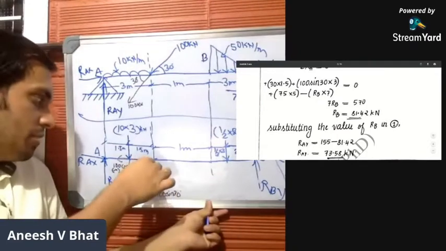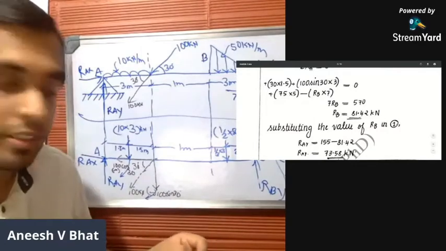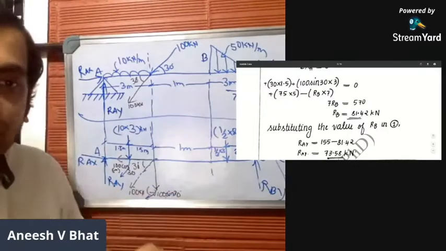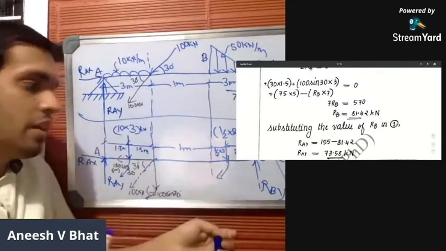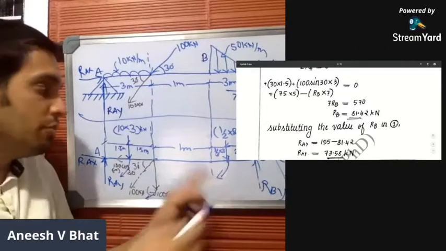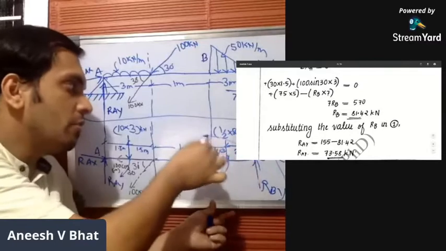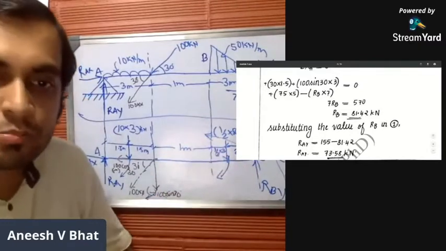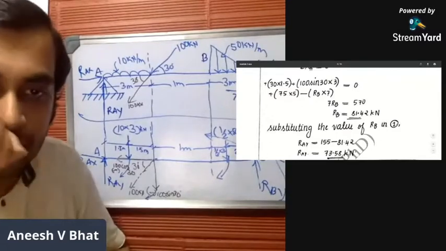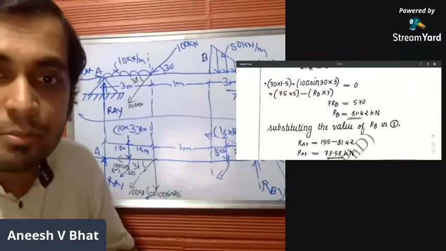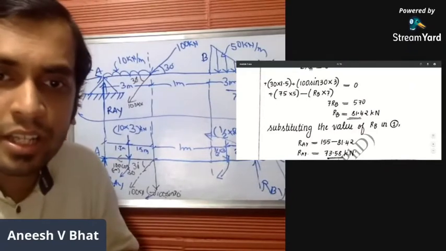Even this produces a clockwise moment, the plus 100 sine 30, considering only the magnitude, 100 sine 30 into 3, which is the perpendicular distance. And even this produces a clockwise moment, the plus 75 into 5, the perpendicular distance from here to here. RBY produces an anti-clockwise moment, so minus RBY into 7. You get the value of RBY as 81.84 kN. Substituting that in equation 1 will give you the value of RAY.